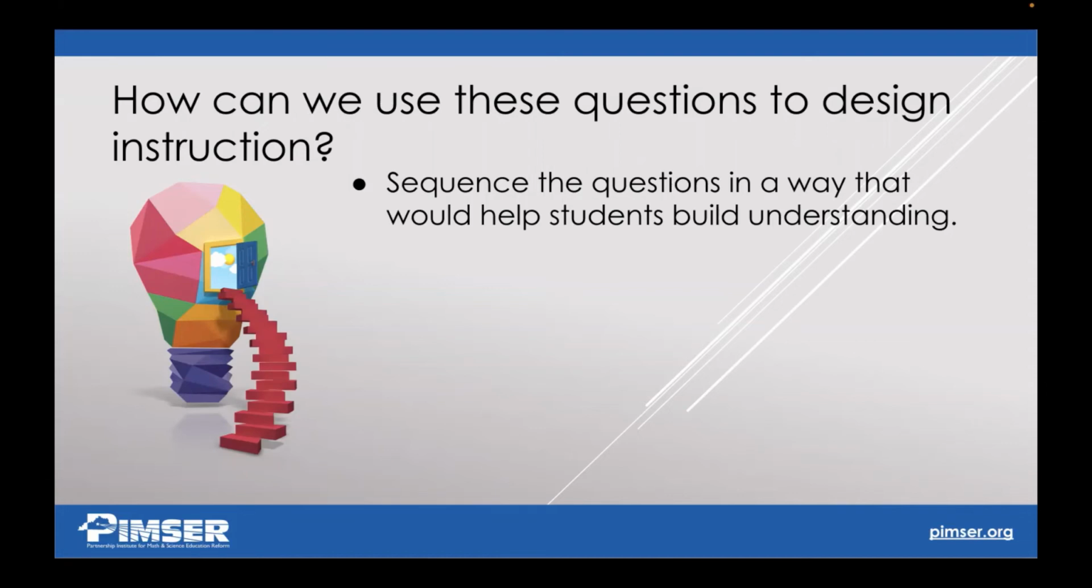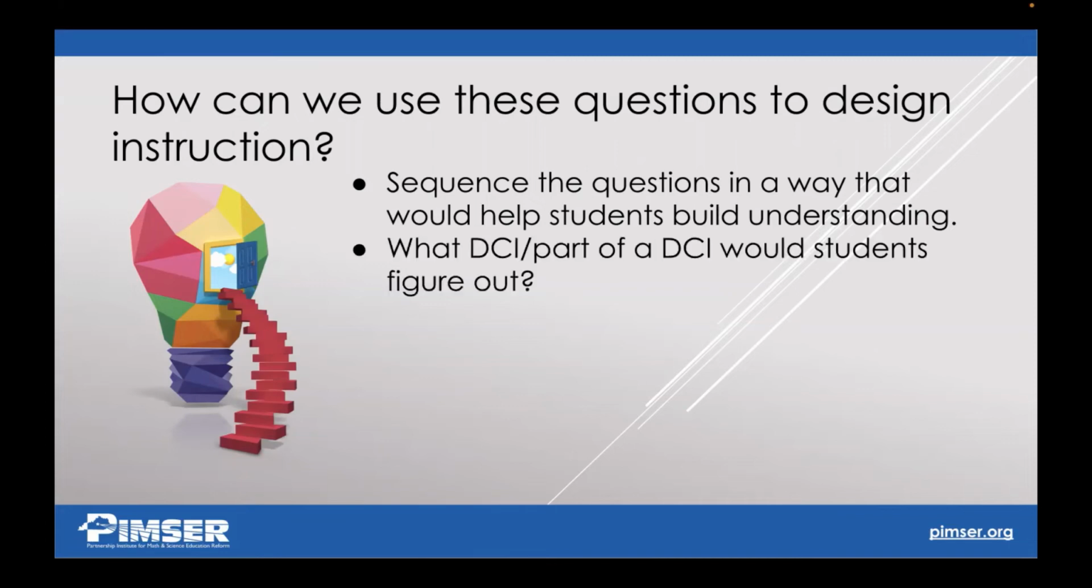We have to have the materials ready, but we want the students to have that ownership in it. So this is a way to support that and then to sequence the learning so that it's coherent. What DCI or part of a DCI would students figure out? They would come to understand this if they answered that question. So it's a way of making sure that the phenomena gets to the science ideas or the parts of the science ideas that we want students to come to understand.